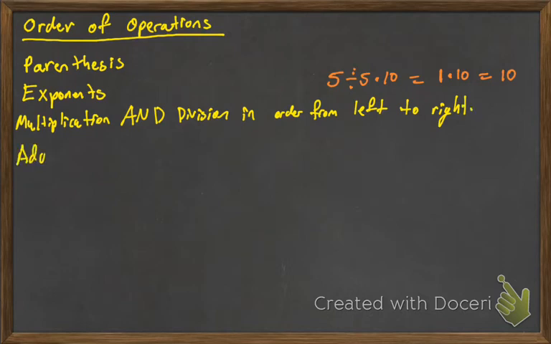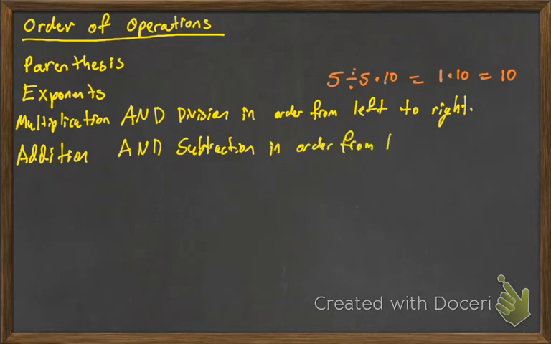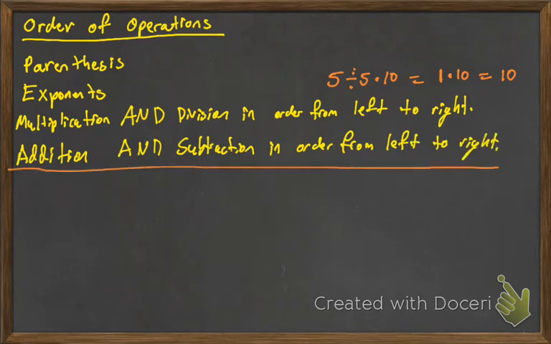And we have a similar problem with addition and subtraction. We've got to do it in order from left to right. If we change that, then we're going to get a different answer for the same problem. So addition and subtraction in order from left to right. Okay, so if it said 10 minus 3 plus 7, the correct order would be to do the 10 minus 3, which is 7, then add 7, we get 14.